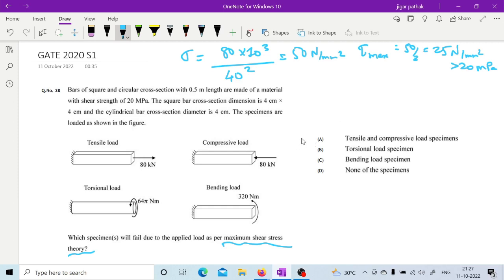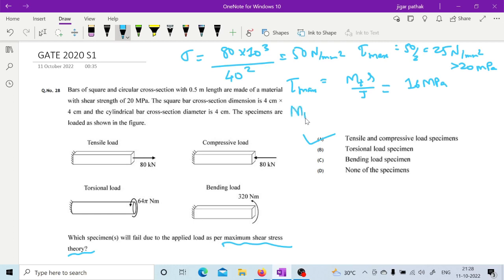So actually only one option is there, right? Sir, for torsion and bending it must be compressive too, no? Yes, tension and compression both. So both are written. For torsional, tau max is Mt r by J, right? If you calculate for this, it is coming around 16 megapascal, I guess.